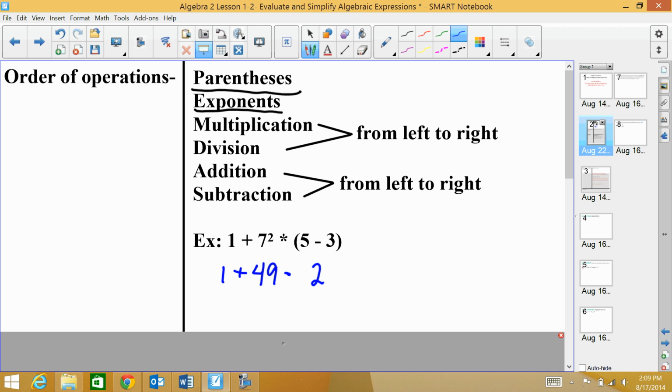And then next comes multiplication or division. So we need to do this one here. So 49 times 2, which would be 98. And then we have 1 plus 98, which comes out to be 99. And feel free, as we're going through these practice ones, if you want to pause the video and work it out first, and then check your answer, that is more than okay.